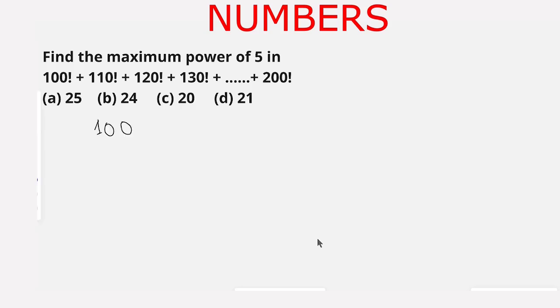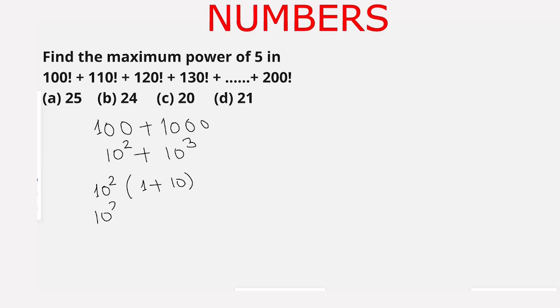If I have to find the power of 10 in 100 plus 1000, we can write this as 10 to the power 2 plus 10 to the power 3. So we take common 10 to the power 2, and it will be 1 plus 10, and this is 10 to the power 2 multiplied by 11. So the maximum power of 10 in 100 plus 1000 is 10 to the power 2, which is the same as the power of 10 in 100. In 100 also it is 10 to the power 2.